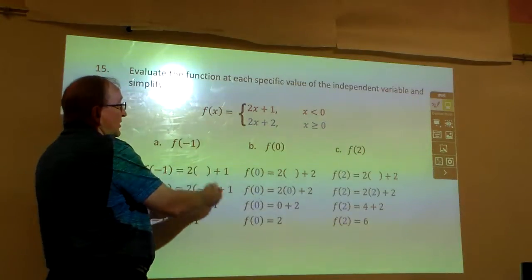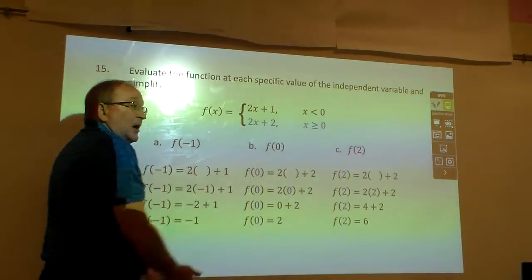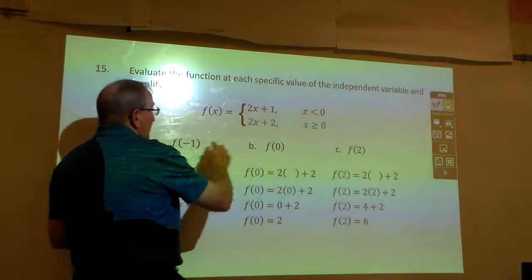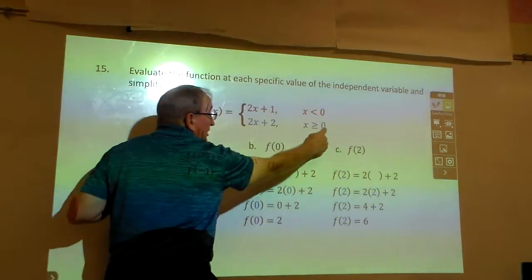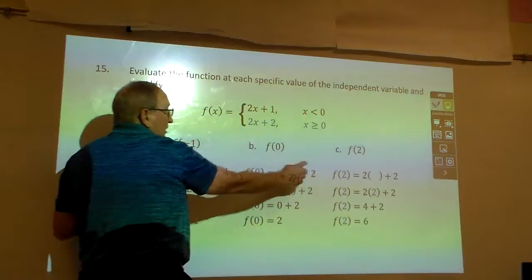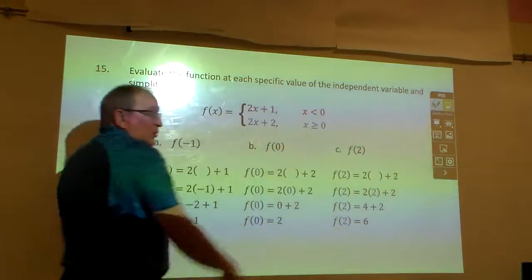What you do is this here, on this piecewise. You're going to pick either the top or the bottom. And how do you know which one to pick? Based on what the numbers. -1 is less than 0, so it's the top. 0 equals 0, so it's in this one. 2 is larger than 0, so it's that. That's why I picked those.